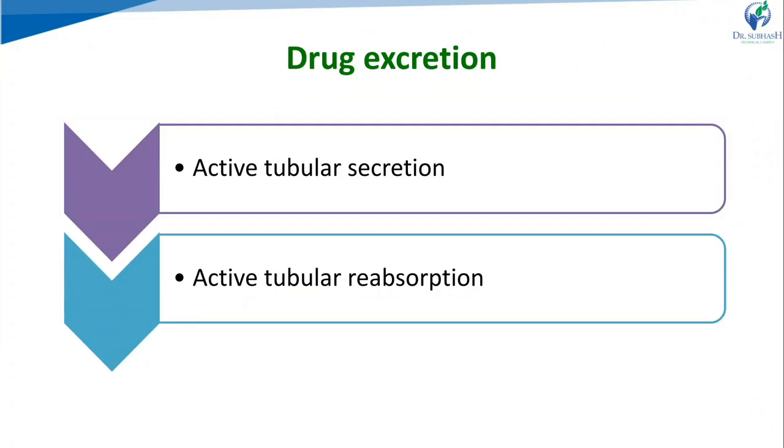For active tubular reabsorption, which applies to the reabsorption of vital vitamins, glucose and water soluble contents, after saturation of the carrier system the renal clearance increases. So in the first case, secretion, renal clearance decreases, and for active tubular reabsorption, saturation of the carrier system increases the renal clearance.